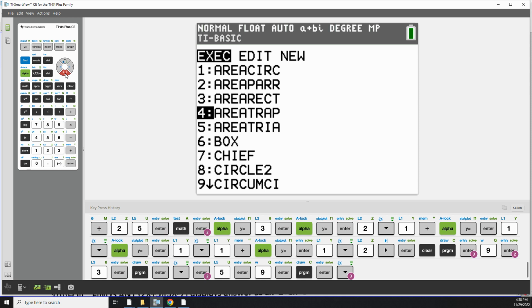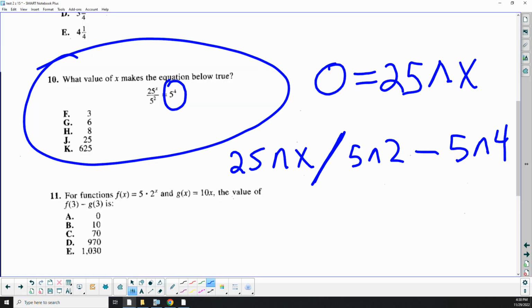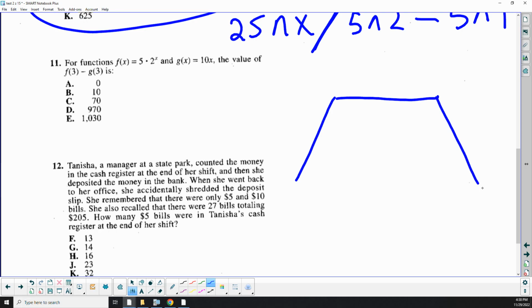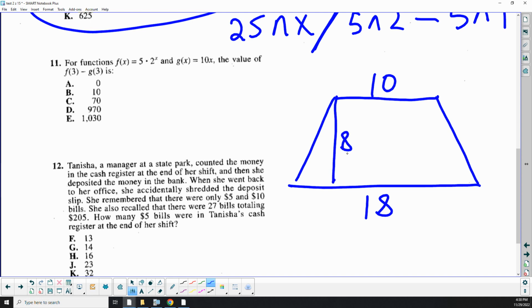They love to ask area of a trapezoid. Have y'all seen that on the test before? A trapezoid would look like this. It has two unequal bases. I'm just making up numbers. And it gives you a height. So go ahead, execute it. Hit area of trapezoid, hit enter twice.